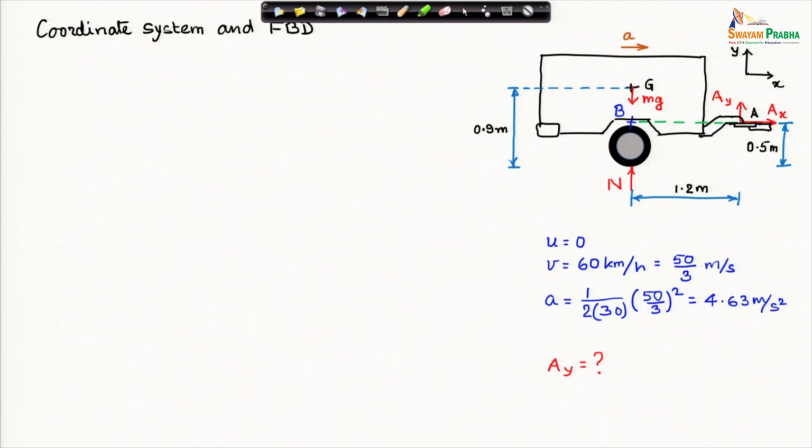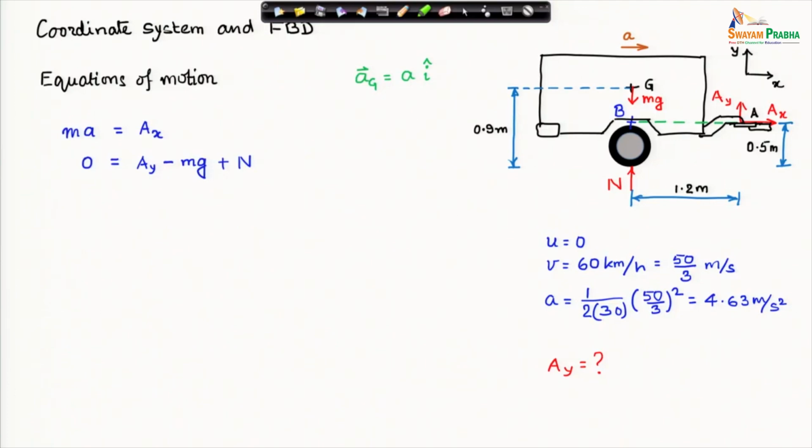It starts from rest and reaches 60 km per hour over a distance of 30 meter. You can calculate the acceleration of the trailer. We have to calculate the vertical force Ay. We will write the equation of motion as usual for a rigid body, the translational dynamics equations, which is the extended Newton's second law, for the center of mass. Therefore, I need the acceleration of the center of mass, and it is in the i cap direction, a i cap, and I write down these two equations.